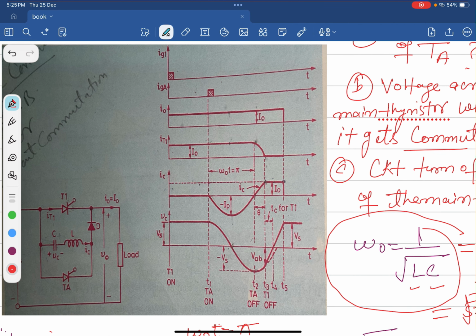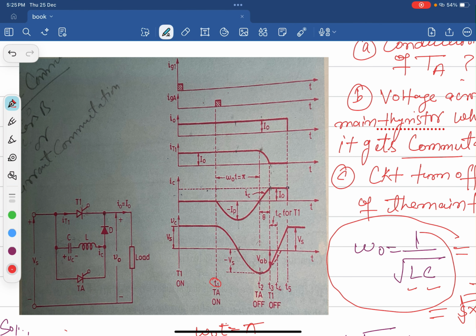As you can see in the diagram, it is fired at the instant T1. Also, it gets turned off at instant T2. So how does it turn on and turn off? When it is triggered by the gate pulse IGA, the auxiliary thyristor starts conducting. Now this capacitor has a path to discharge. It discharges through this path, through the auxiliary thyristor, then passes to the inductor and capacitor. This is the path. As you can see in the diagram, the load current is also constant, and the current flowing through this thyristor is also constant.